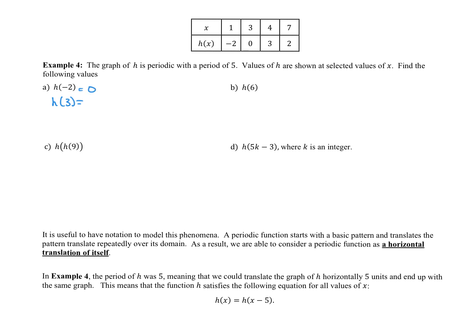All right, let's look at the next one. Now we need to find h of 6. Is h of 6 on here? No, but I know my period is 5. So I need to add or subtract a multiple of 5 from 6. What do I want to think of? h of 1. So h of 1 is equal to what? -2. So h of 6 is -2.